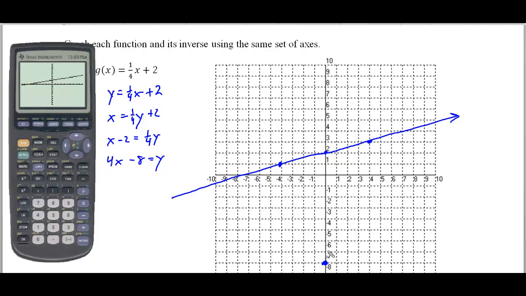1, 2, 3, 4 over 1. Alright, and now I'm going to have another line.